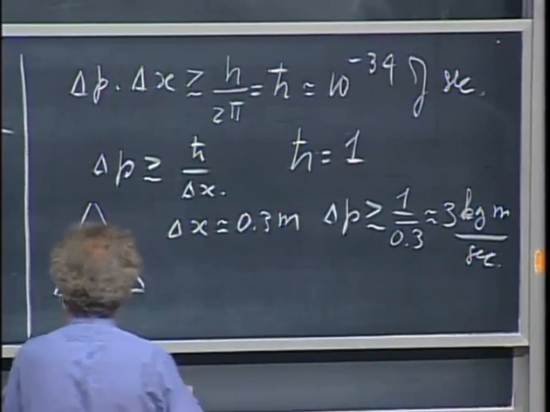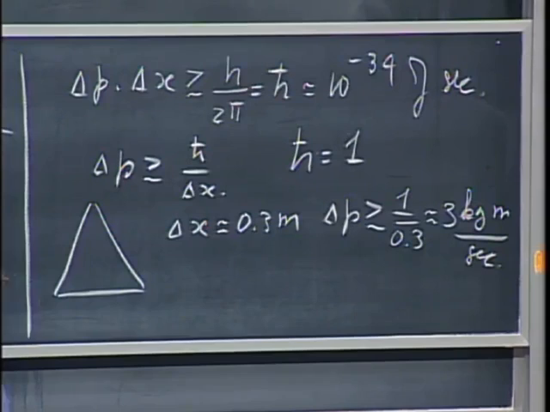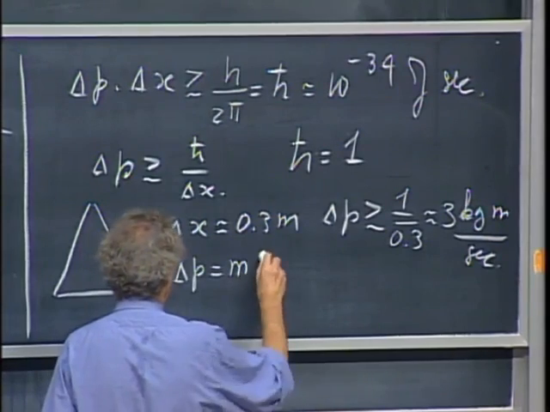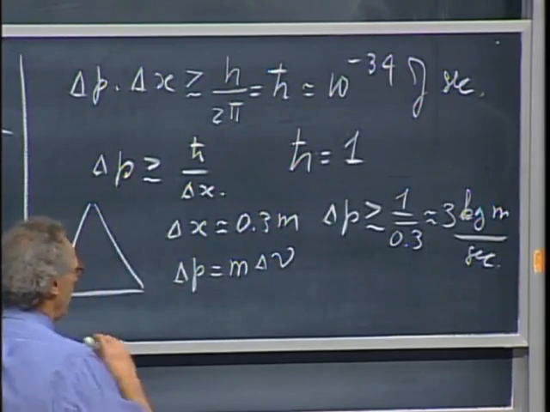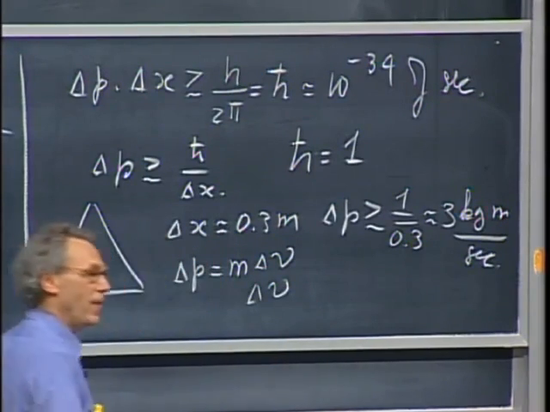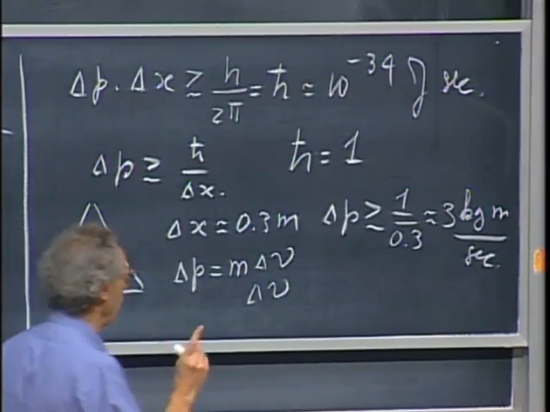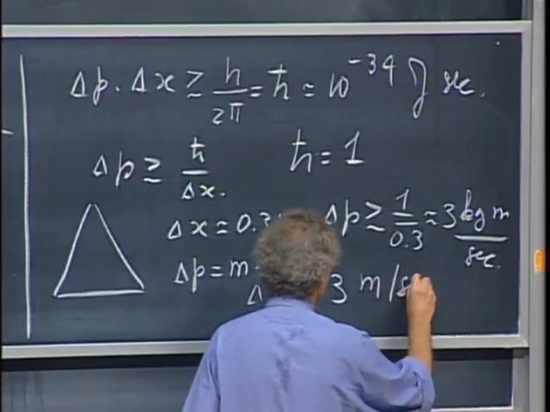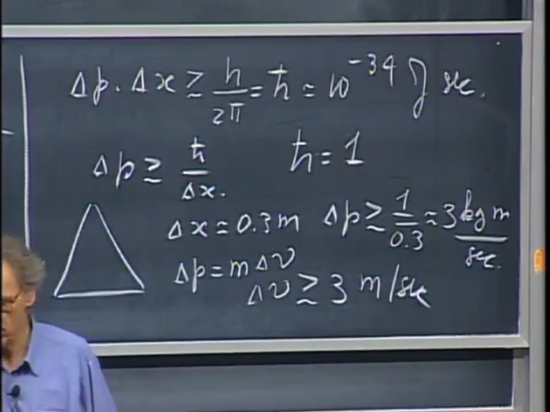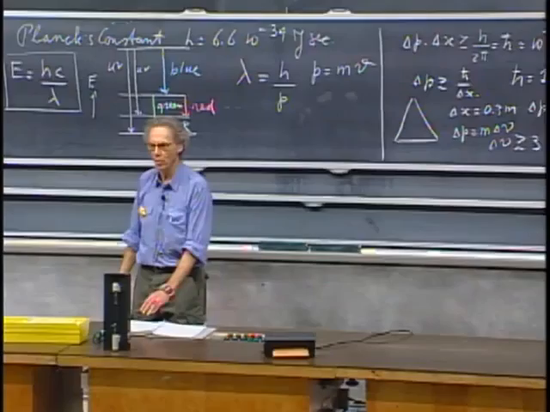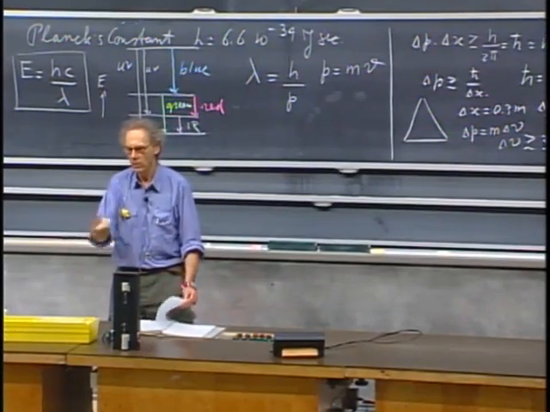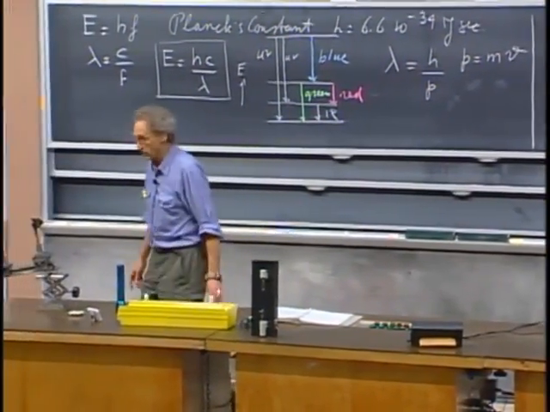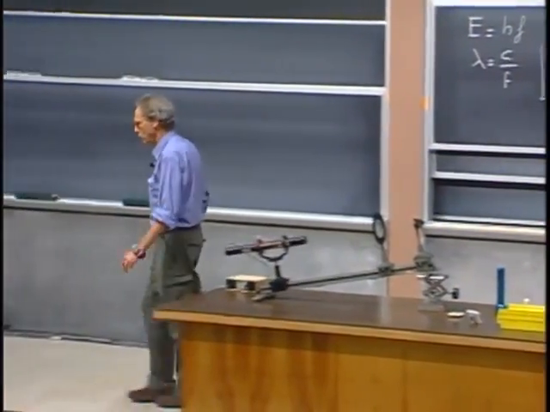Now, if we give the billiard ball a mass of 1 kilogram, then delta p is m delta v. And so if m is 1 kilogram, then the speed of that billiard ball is undetermined, according to Heisenberg's uncertainty principle, by at least approximately 3 meters per second. 3 meters per second means 7 miles per hour. And so that billiard ball will go around like crazy in that triangle. And that's exactly what happens in the dream.